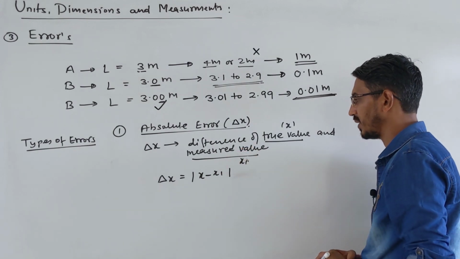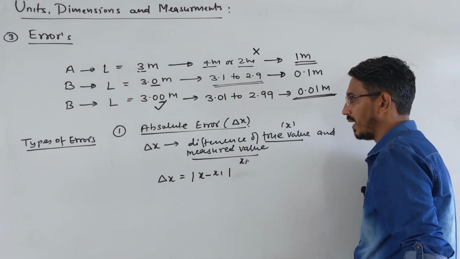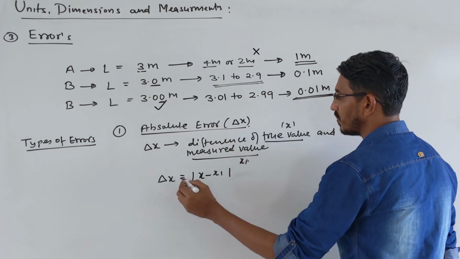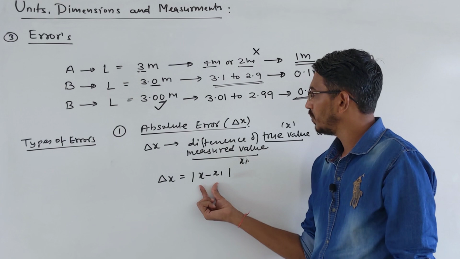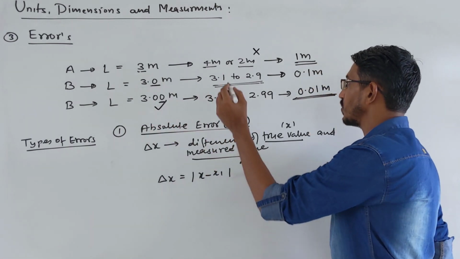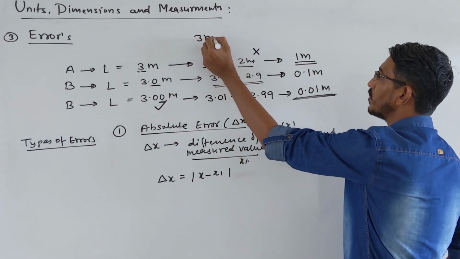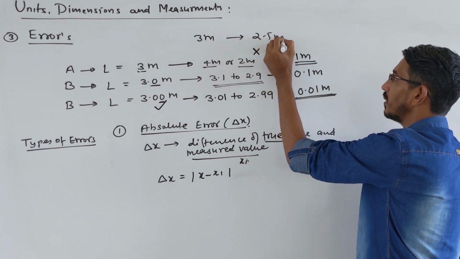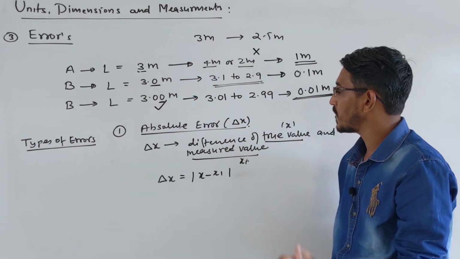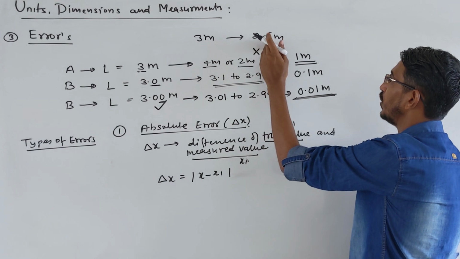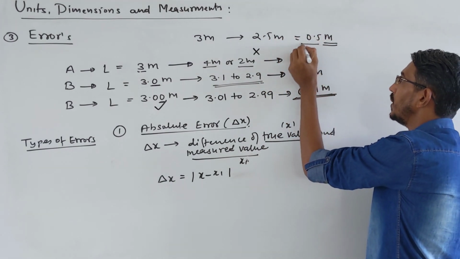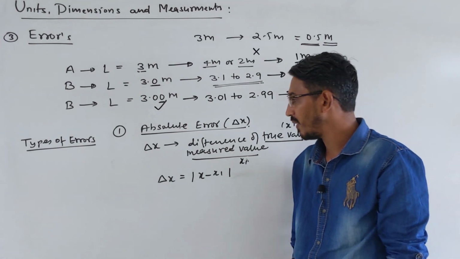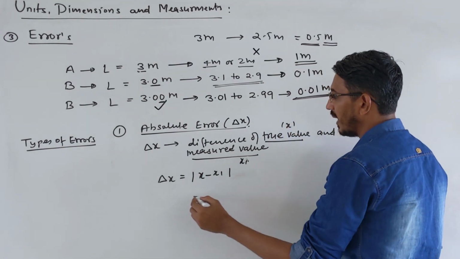Now what is important about this? I am telling you a very important thing. This absolute error has a unit, because you are taking the difference of two things. Suppose you are measuring the length of a board, and the correct value is 3 meter, and some student has measured 2.5 meter. Then I am asking you what is the absolute error? You say 3 minus 2.5, so your answer is 0.5 meter. There is a unit here, right? Correct. Very important. So the absolute error has a unit.